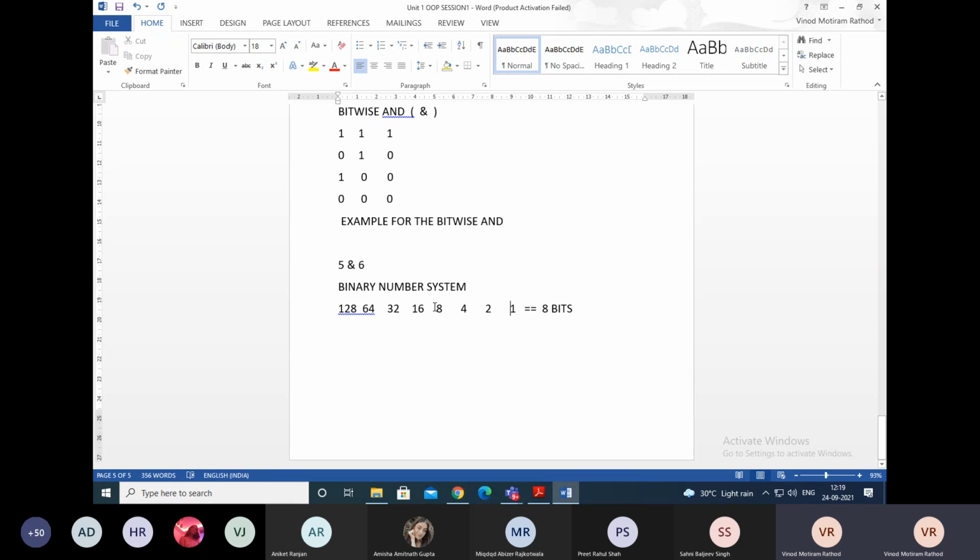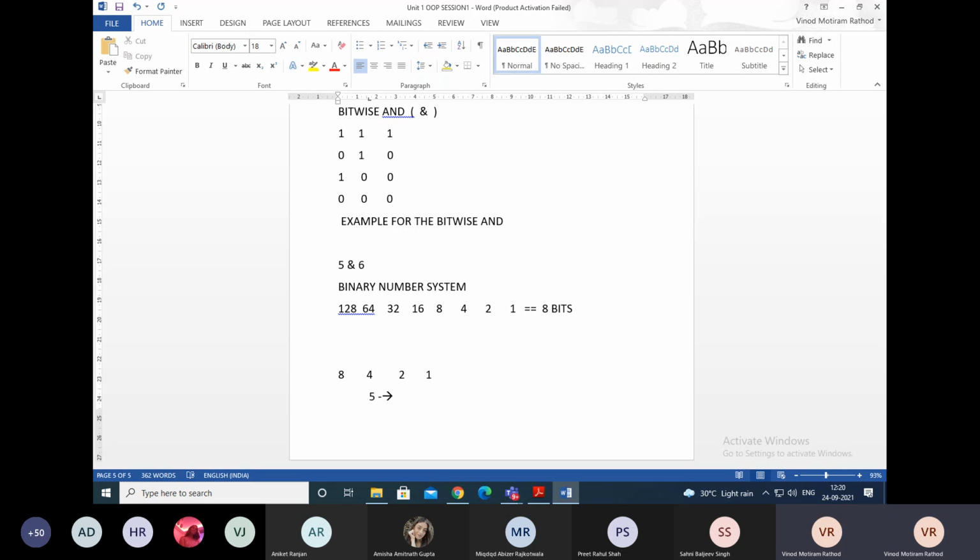For this example, I am copying it so you will understand very easily. Suppose these are the 4 bits I have, and I want to perform the ANDing operation on 5 and 6. So how can we form 5? Anyone tell me, how can we form 5?